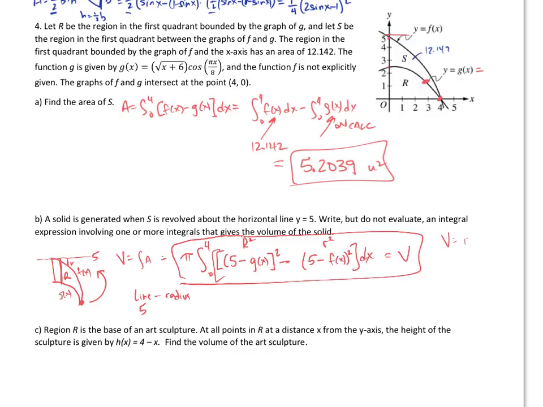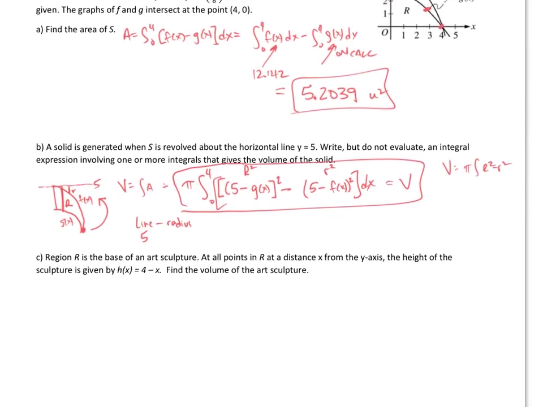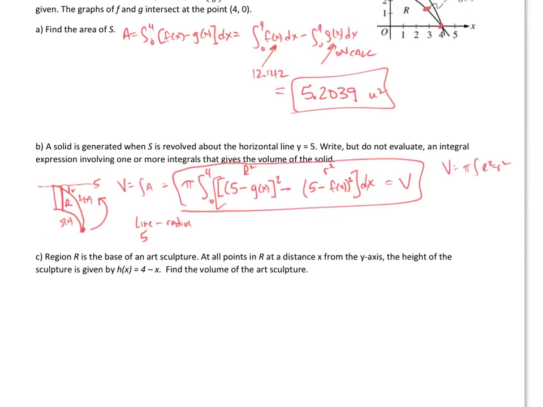Remember, the volume is pi times the integral of big R squared minus little r squared. Okay, and finally, our last problem here. R is the base of a sculpture. At all points, at distance x from the y-axis, the height of the sculpture is given by h of x. Find the volume of the art. Let's see if we can set this up and put this together here.